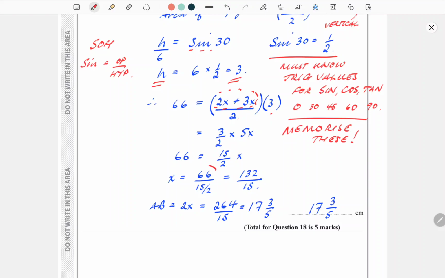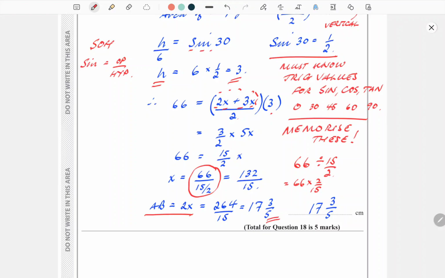And this is the tricky bit, that bit there. Effectively, you've got 66 divided by 15 over 2. Remember the rule, when you divide by a fraction, you times by the reciprocal, turn it upside down. And then you get this strange number here, 132 over 15. AB is what the question was actually asking for, 264 over 15, and it's 17 3/5 to be precise.